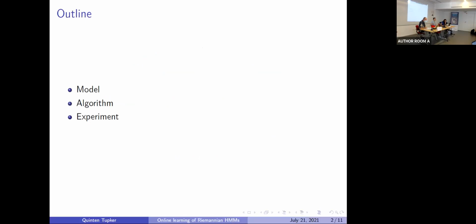I'll start by talking about the model we use to describe the problem we're trying to solve. Then I'll describe the algorithm we use to fit our model, and then I'll describe the experiment we did to study our algorithm.